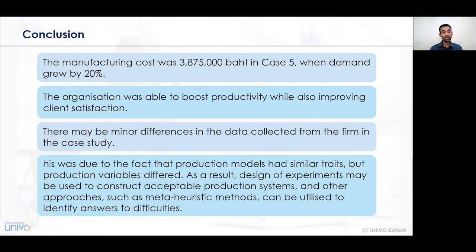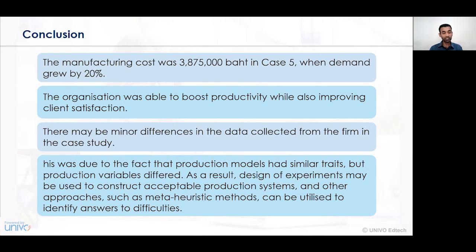And hence there is a minor difference between the change in the production level or activity, that is the 10% increase or 10% decrease, 20% increase or 20% decrease. And hence from the data collected of the simulation method with respect to case number 1, 2, 3, 4, and 5, we can see that the organization is able to boost the productivity, and the productivity can be increased or developed only when there is client satisfaction or customer satisfaction, and hence better forecasting of all those activities is essentially required.